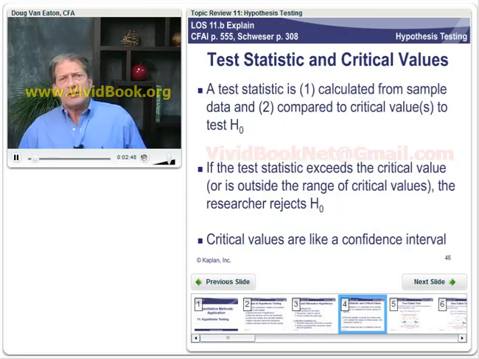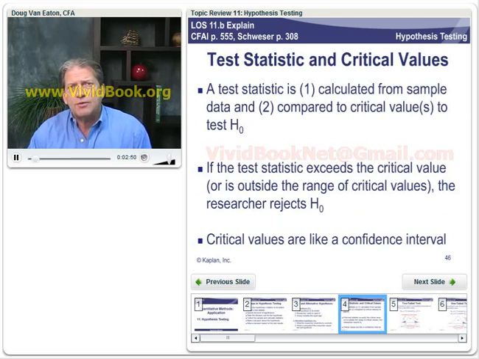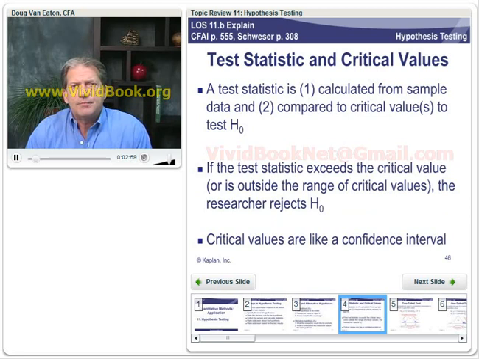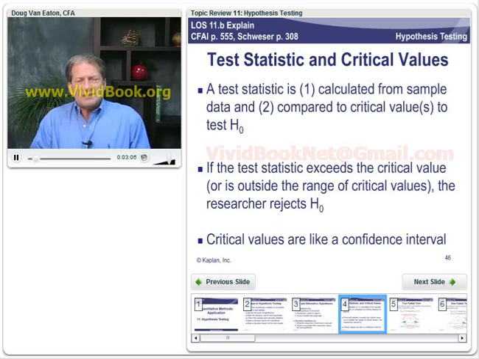Now, our test statistic is going to be calculated from our sample data, and we're going to compare it to some critical value, and that critical value is going to depend on the significance level of the test. And then if the test statistic exceeds this critical value, or for a test of a point value is outside these range of critical values, then the researcher's going to reject the null hypothesis. So critical values there are like a confidence interval.